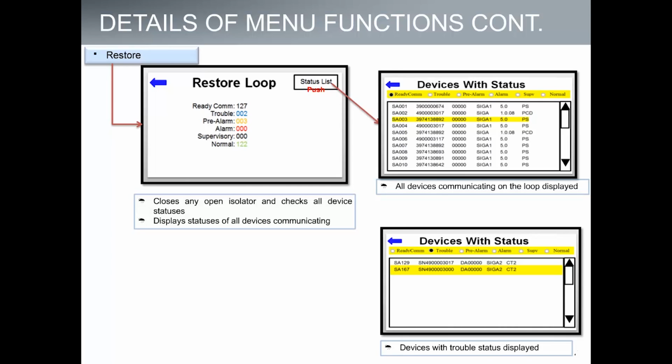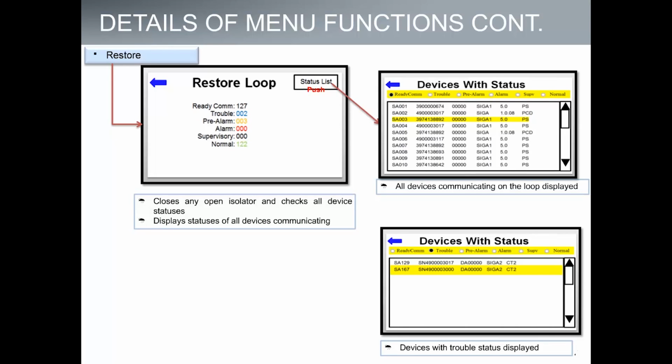First, press the restore button on the touch screen. Confirm if the number of devices on the ReadyCom screen match the expected device counts on the SLC. The user may press the status list on the upper right corner of the restore loop screen to view the device status. Press to select any of the device status radio buttons to display a list of devices in that category.